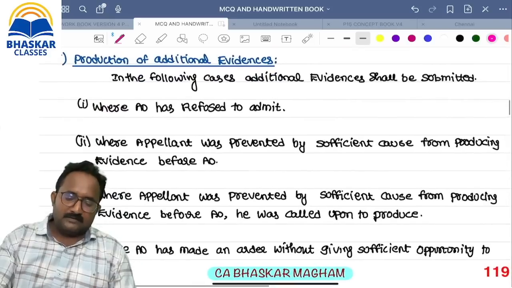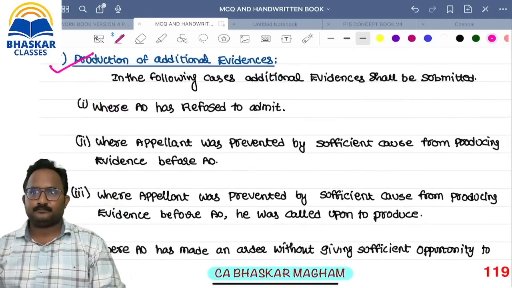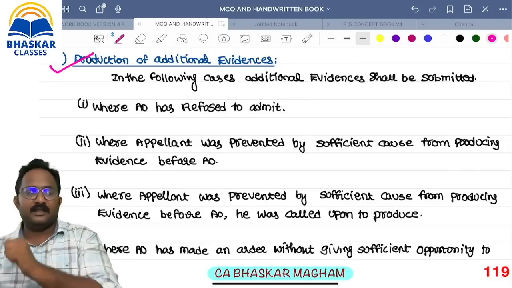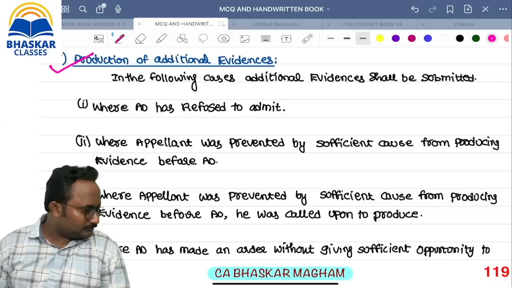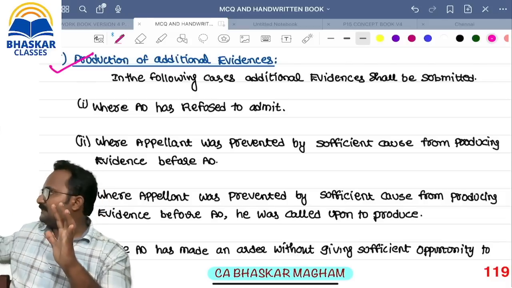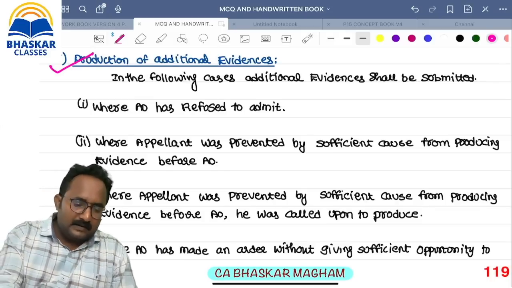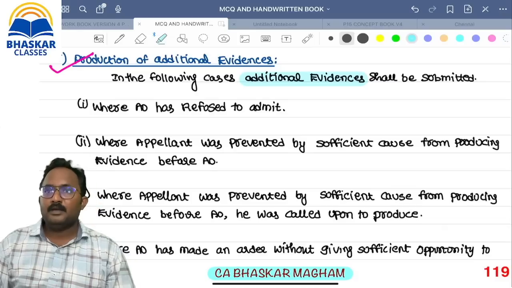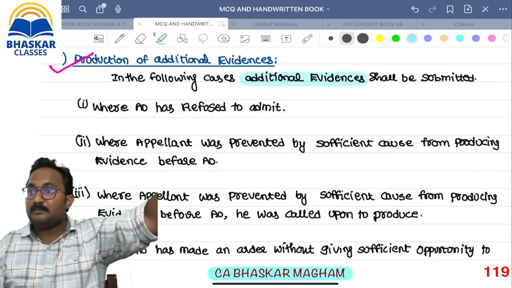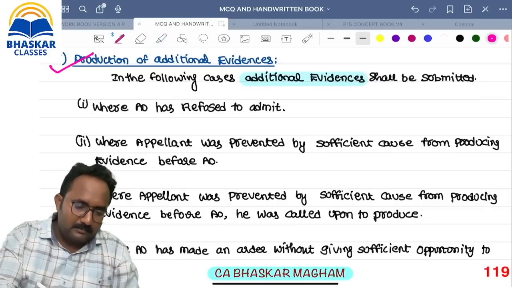Next, a 4-mark important question, remember: production of additional evidences. What is that, ma? Production of additional evidences. These 4 points are similar, but there is a marginal gap between the points, remember. Additional evidence, not complete evidences, ma. If you have not submitted any evidences before the AO, now you have a chance to submit before the appellate authority, JCIT or CIT. I will tell you one by one, ma.